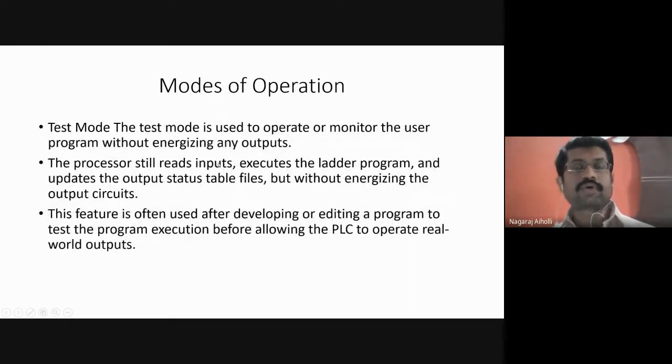Test mode, there is one more mode called the test mode that we discussed when discussing the internal relay bits, the first topic of today's class. Okay, in the test mode, what is happening? We are testing the output. We are not connecting the field devices. We are just testing the output. We are monitoring the output whether we are getting it or not. Okay, the processor reads the inputs, executes the ladder program, and updates the output status file, but without energizing the output circuits. That means the real world output, we are not connecting it, we are just monitoring the output. That is called our test mode.